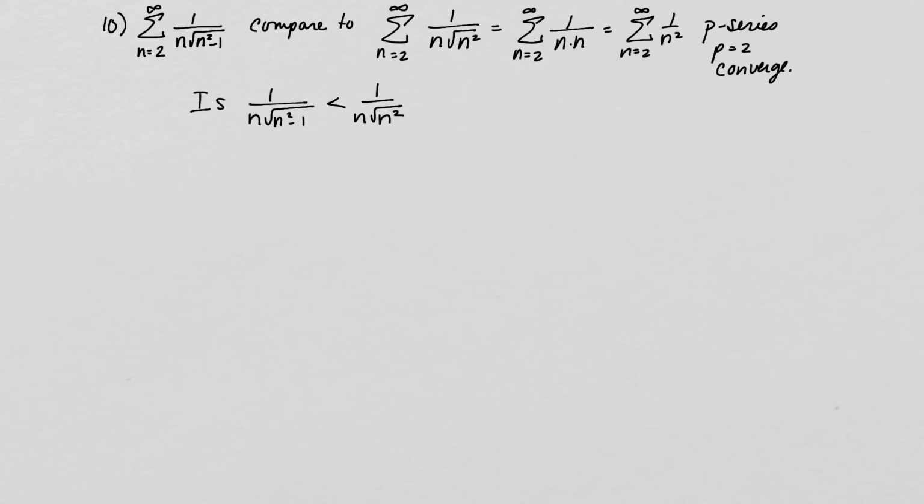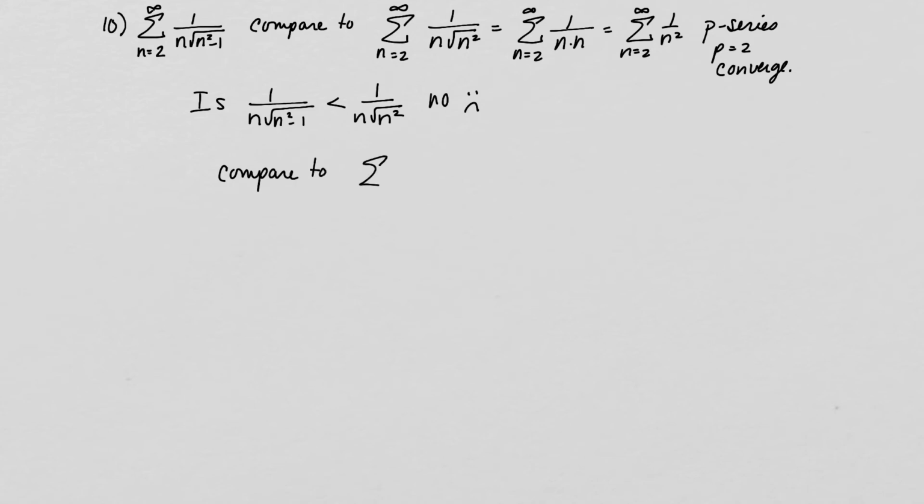And the answer is no. It's not smaller, so I have to pick something else. The reason it's not smaller is that this n and this n are exactly the same, but the square root of n squared minus 1 would be smaller than the square root of n squared. So when I divide by it, this whole fraction is going to be bigger than that whole fraction. So I need to pick something else to try comparing it to.